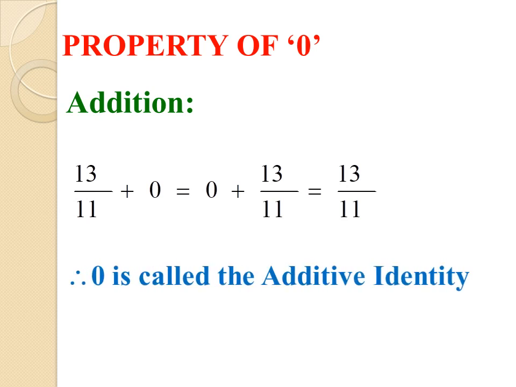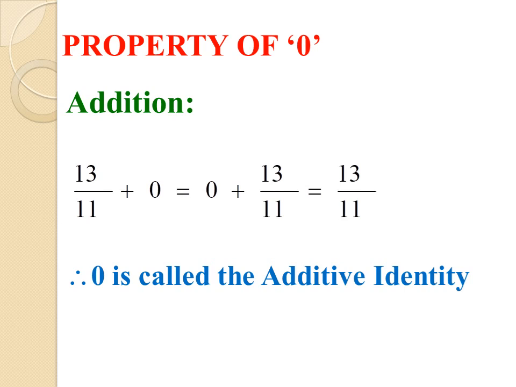So we call 0 as the additive identity. It means that whenever you add 0 to any number or the vice versa, you will get the same answer, the same number as its answer. That's why we call 0 an additive identity.